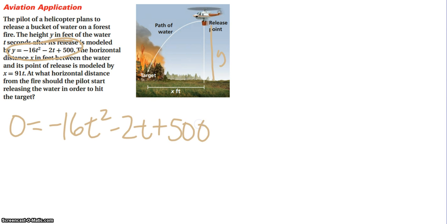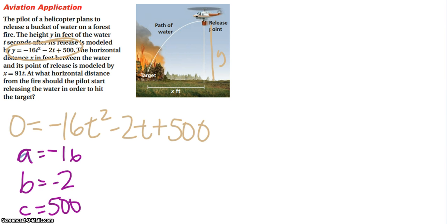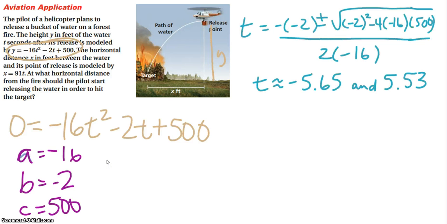and solve for t. This is where I would use my quadratic formula, because A equals negative 16, B equals negative 2, and C equals 500. Okay, so let's put that in our quadratic formula and get the two possible answers. Go ahead and give them to me in decimal form. So by putting A, B, and C into the quadratic formula, we know that the two times at which the water would hit the ground are negative 5.65 seconds and 5.53 seconds. However, it doesn't really make sense to have negative time. So we automatically know that this first one is not our answer, so 5.53 must be our answer.